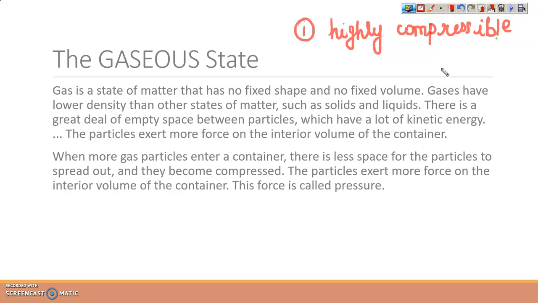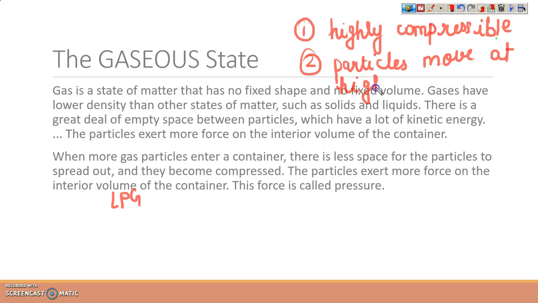The liquefied petroleum gas, or LPG, is in the cylinder we get in our home for cooking, and there is the oxygen supplied to hospitals. It is a compressed gas because gases are highly compressible. In the gaseous state, the particles move at high speed. So in the second point, we can write that particles move at high speed. I will show you one figure, and from that figure we can see particles move at high speed.